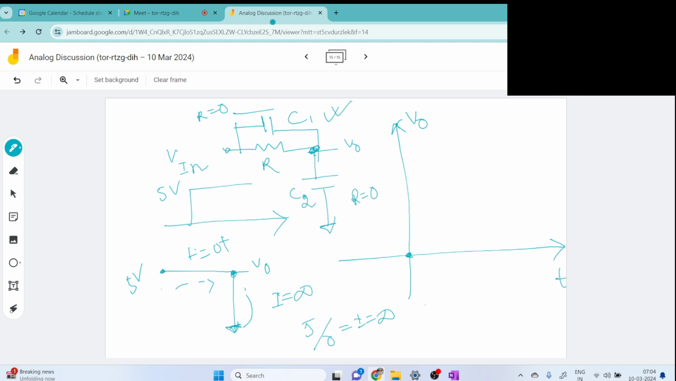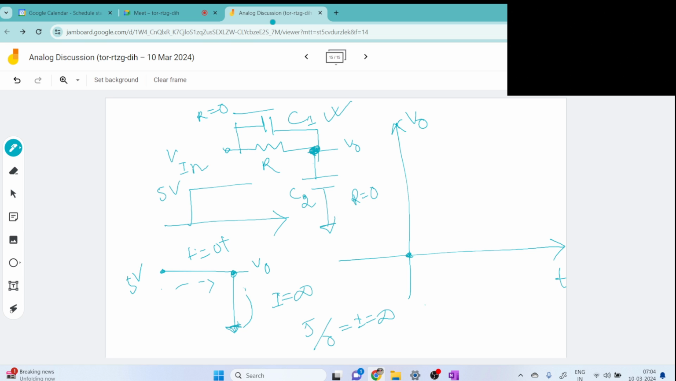Are you there at page number 15? Yes. Okay. So we have this circuit. There are two capacitors, C1 and C2, where the capacitance values are different. And we have a resistance R and a step input, and we have to comment on the V out waveform without writing any equations. Like we have to solve it intuitively.